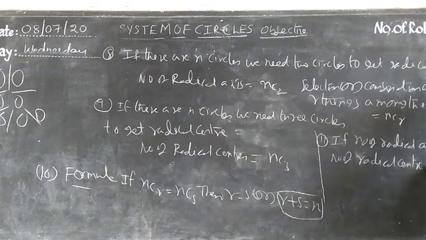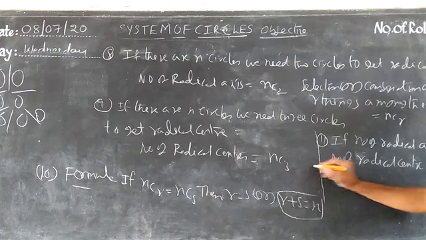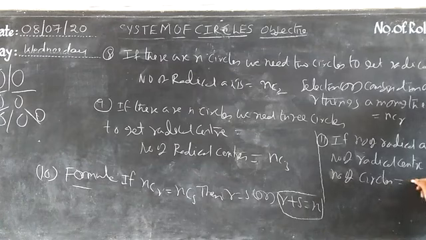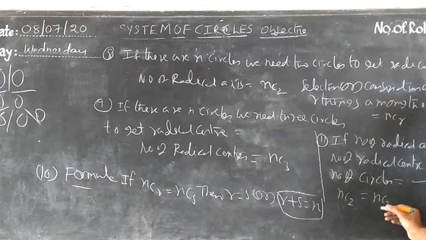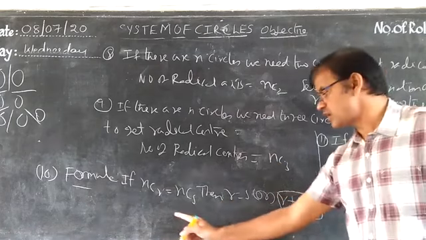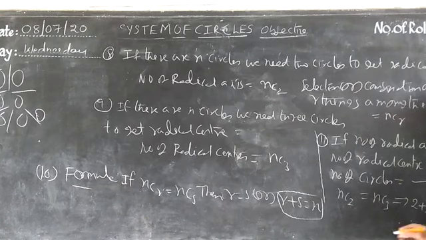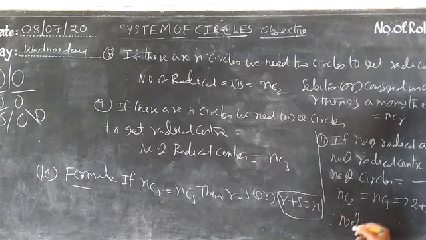This is an MSET based question. If the number of radical axes is equal to the number of radical centers, the number of circles equals what? The number of radical axes is nC2 and the number of radical centers is nC3. Here use the formula: if nCr equals nCs, then r equals s or r plus s equals n. Here r equals s, meaning 2 equals 3, is absolutely wrong. So according to that formula, 2 plus 3 equals n. Therefore the number of circles n is equal to 5.